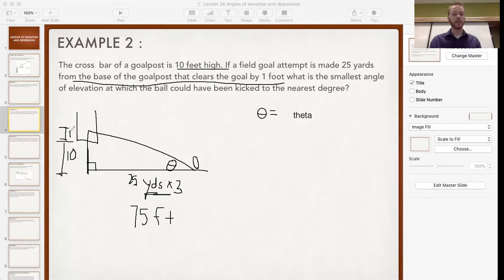All right. Now, I can see that here's theta right there. 75 feet is the adjacent side to this angle. Now, over here, what's the total length? Let me use a different color for this. What's the total length of this side here? Well, it's the 10 plus the 1, so that's 11 feet. And that side is opposite to this angle. Opposite and adjacent, uh-oh, we got tangent again. There we go, tangent. So we're going to use tangent to find this angle.